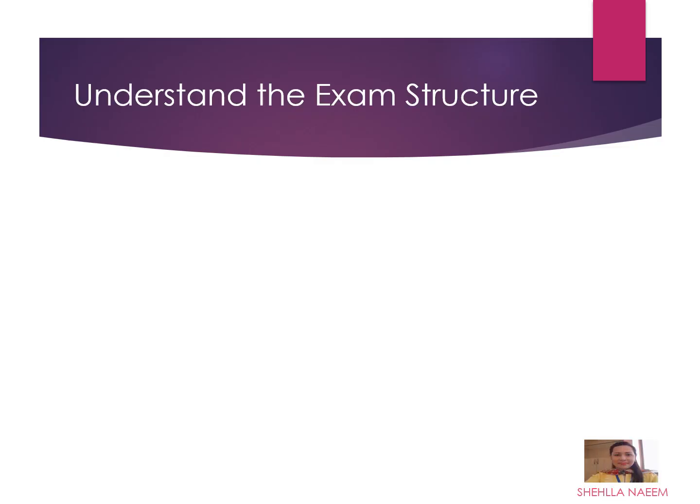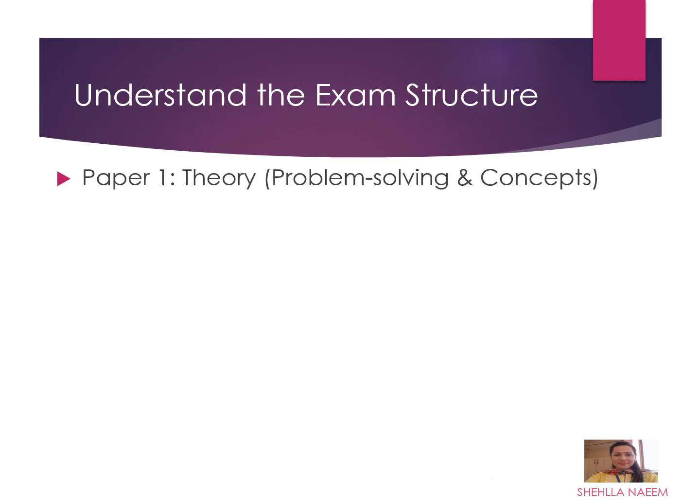Now when we move to the second slide, we'll see that this slide covers how to understand the exam structure. This is one of the most important things when it comes to the preparation of your computer science CIE examination. Now this is Paper 1, which is theory and contains problem solving and concepts. This includes multiple topics. So you need to understand those concepts really thoroughly so that if you get something conceptual, you don't get confused.